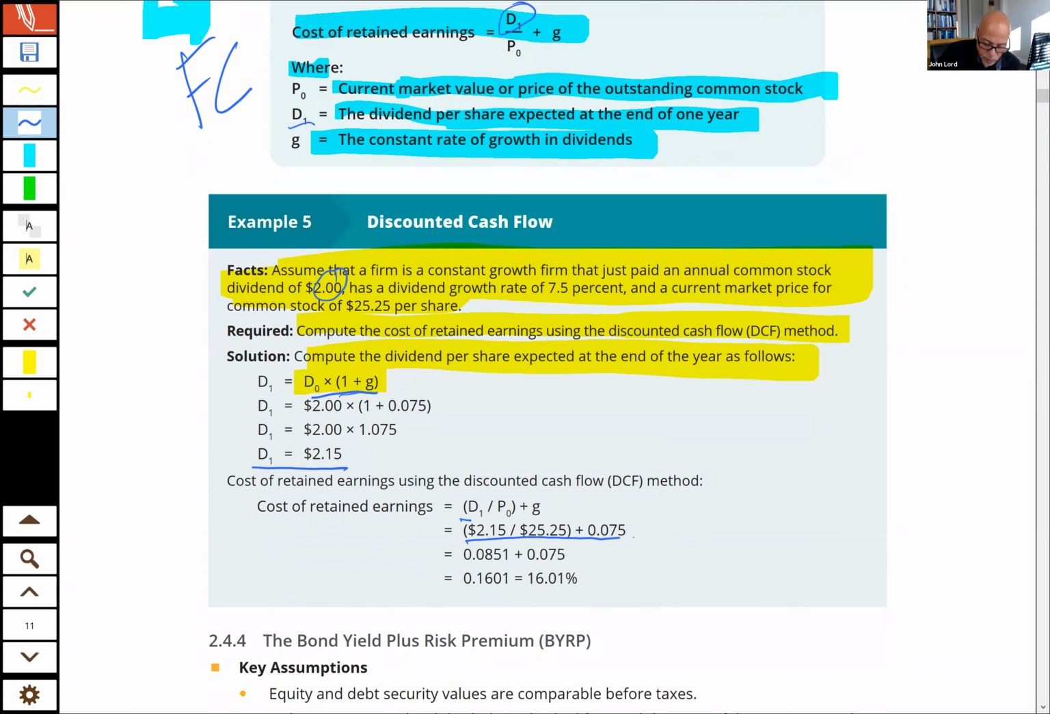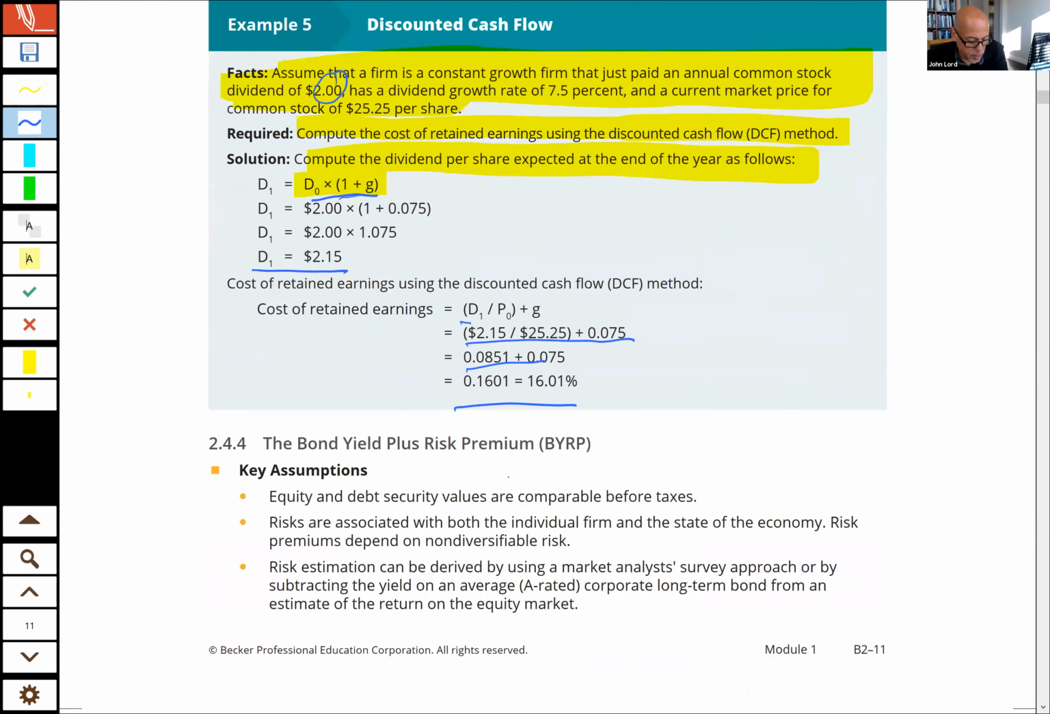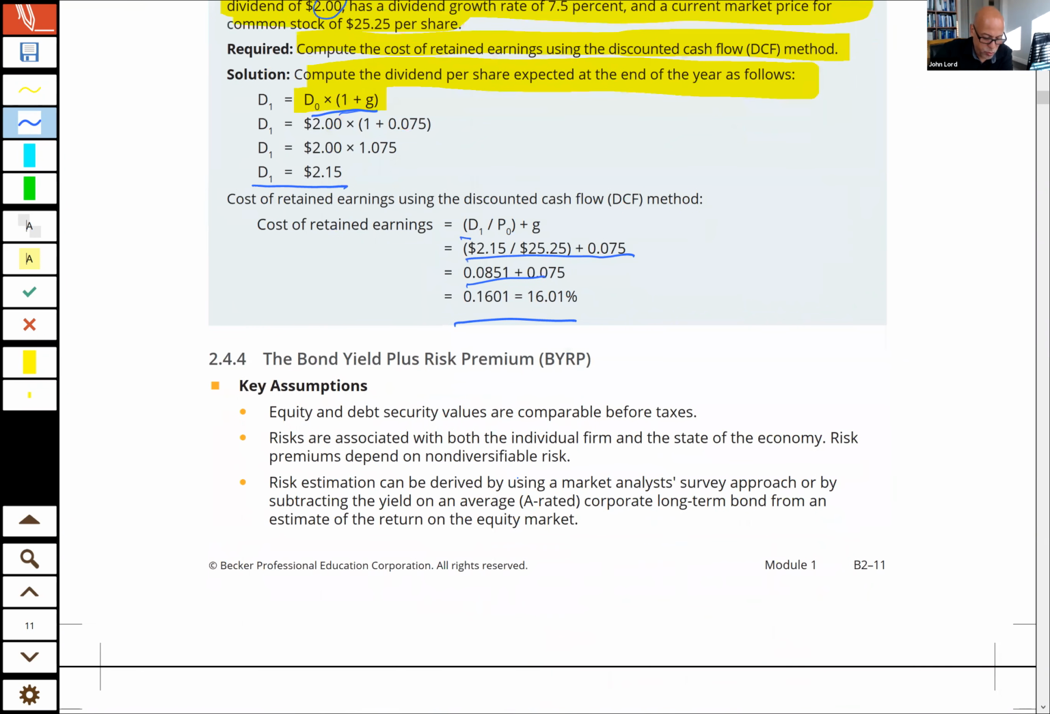You can take the D1 and divide that by the market price per share for the common stock. And then you just go ahead and add that dividend growth rate onto that. And that gives you the cost of the retained earnings using the discounted cash flow model. Okay, good. And then we get to the bond yield plus premium.